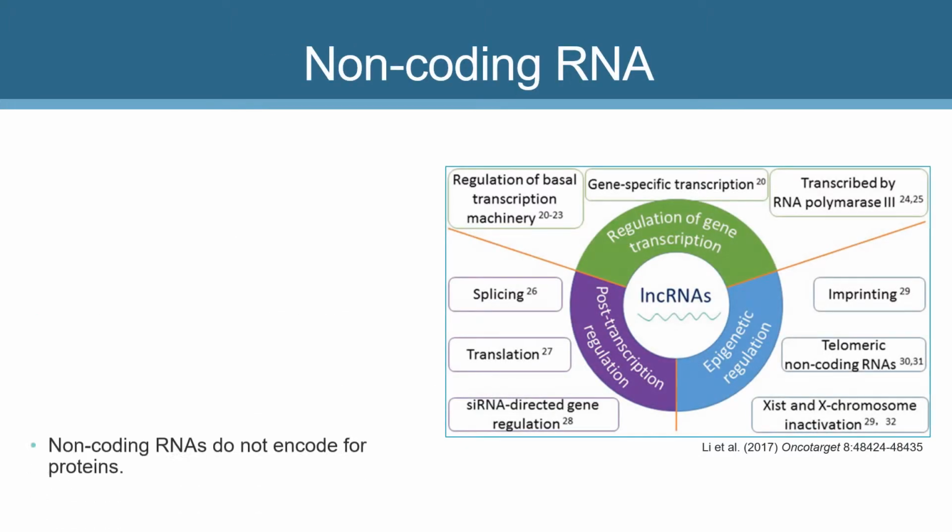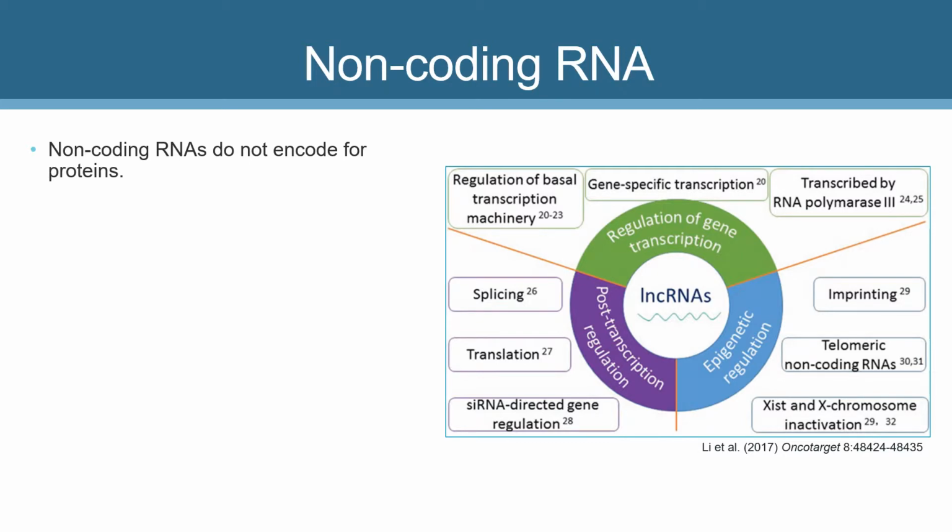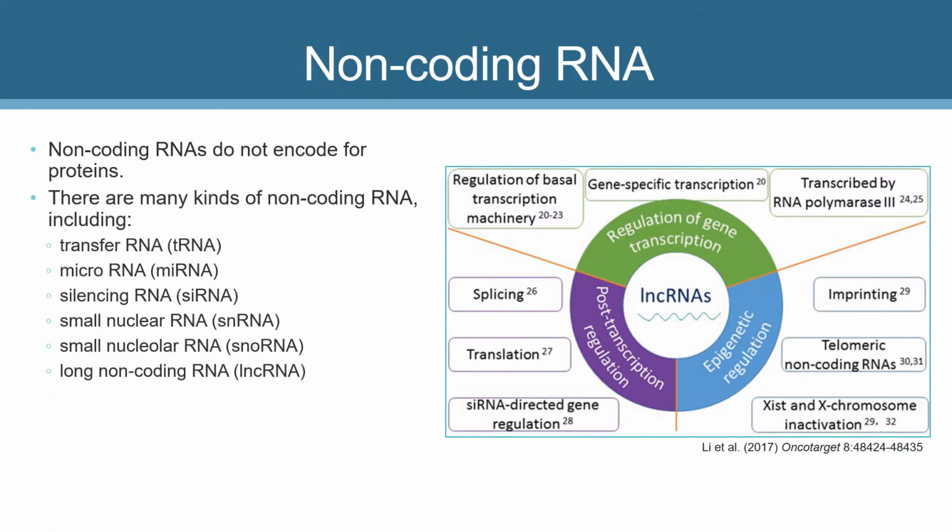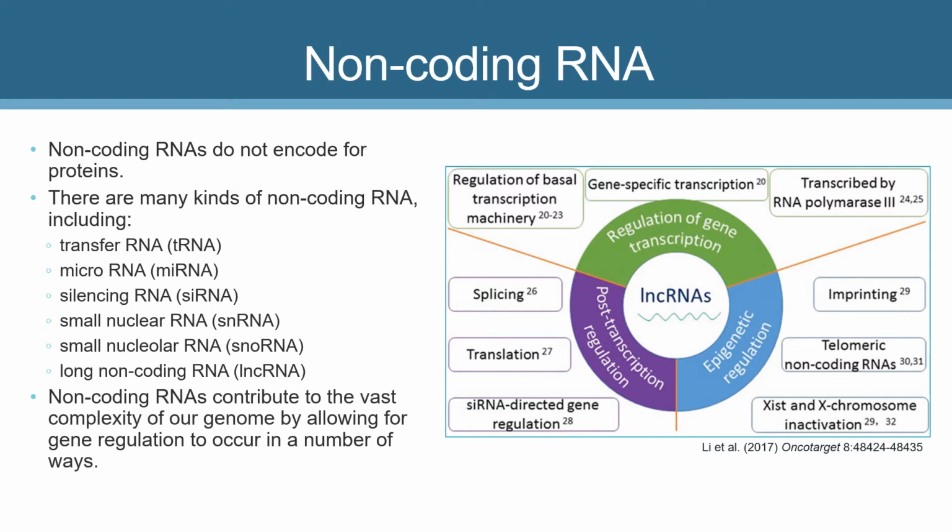Non-coding RNAs are transcribed from DNA but do not encode for proteins. There are many kinds of non-coding RNAs, including transfer RNA, microRNA, silencing RNA, small nuclear RNA, small nucleolar RNA, and long non-coding RNA. Non-coding RNAs contribute to the vast complexity of our genome by allowing for gene regulation to occur in a number of ways.